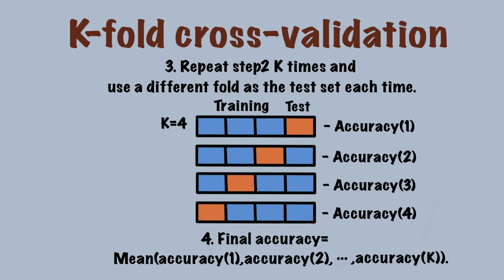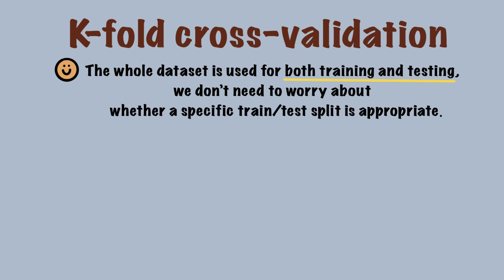Let's talk about its pros and cons. First, we didn't waste any data because the whole dataset is used for both training and testing. On the contrary, for traditional validation, the testing set is never used in the training phase, so we kind of waste a certain amount of data. Further, we don't need to worry about whether a specific split is appropriate, but this advantage is under the assumption that the data is balanced.